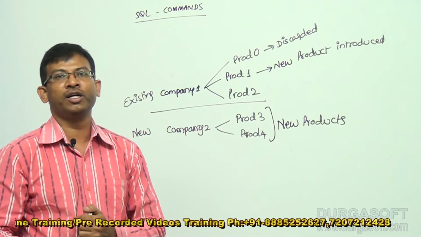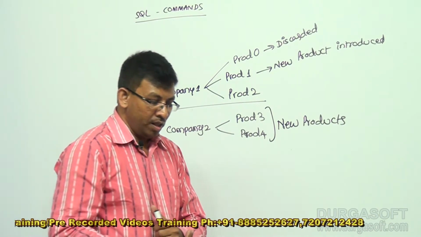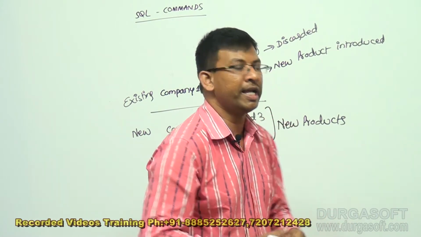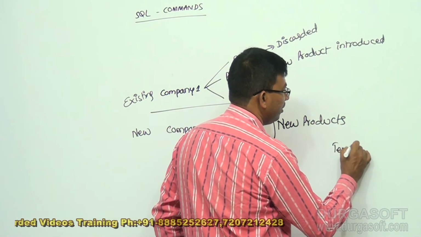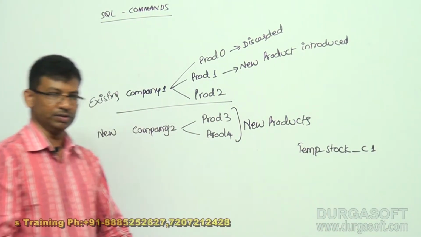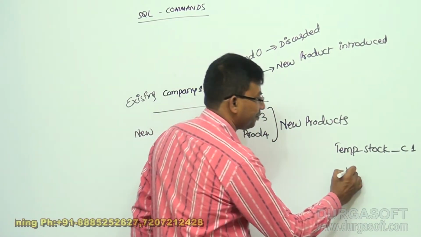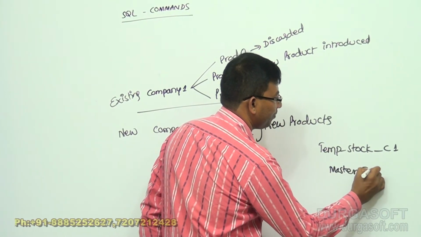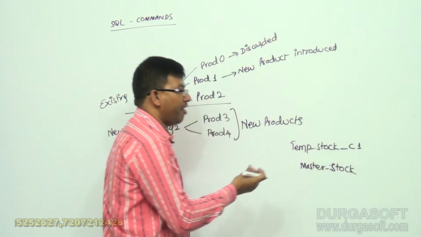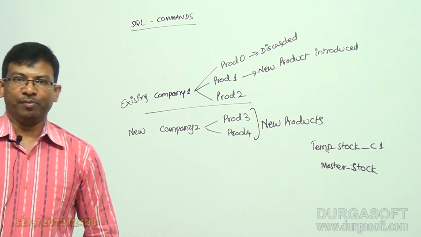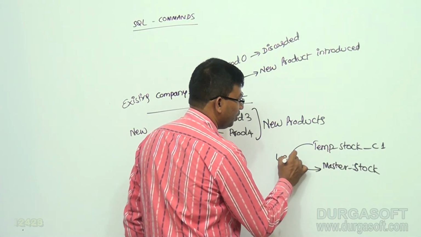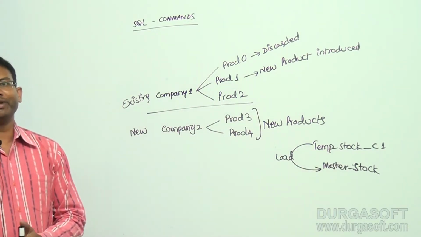Now we are receiving the stock in this format. Whenever we receive the stock, that stock will be temporarily stored in some temp table. Temp stock, maybe company 1. We have the master table. Master stock table means where the existing stock will be available in our shopping mall. Now we want to load this data into the existing stock table from the temp table.